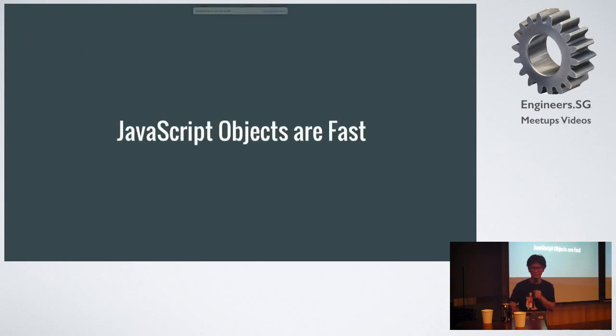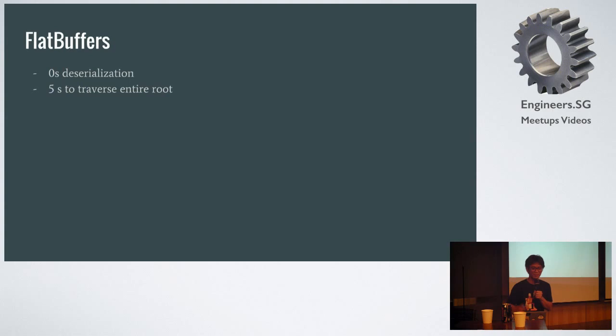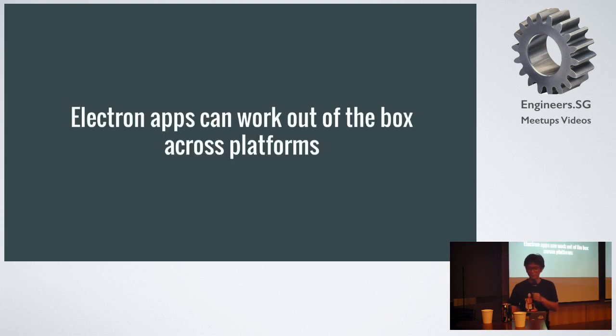I say JavaScript objects are fast because when I use FlatBuffers, although it's zero seconds of deserialization, for me to actually read that data structure there's a certain cost involved that takes me 5 seconds. While with the JavaScript object, maybe it takes 1 second to JSON parse it, but it takes almost less than 1 second to actually traverse the entire node.